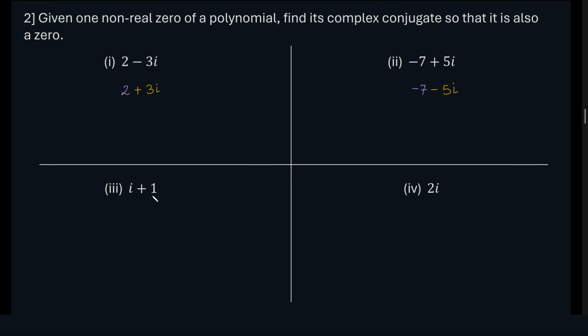Third, i plus 1 has a complex conjugate of negative i plus 1. And for 2i, the complex conjugate is negative 2i.